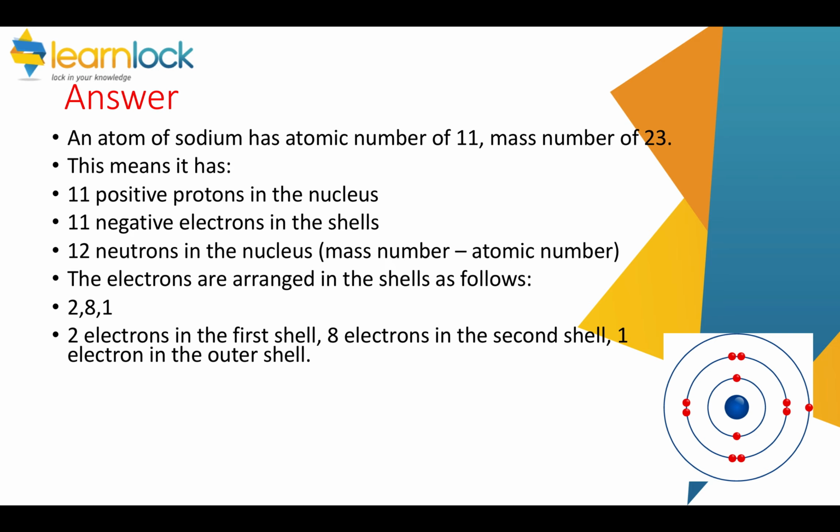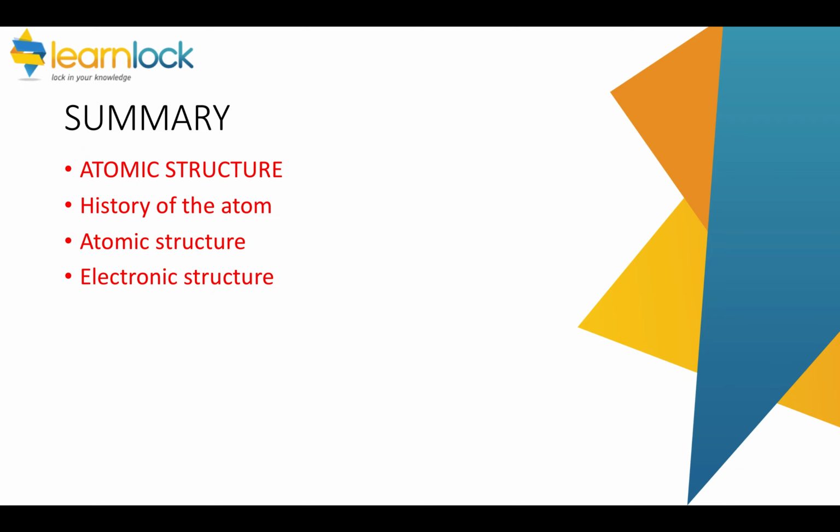Let's look at those electrons. The electrons are arranged as follows: 2 in the first shell, then 8, then 1. So 2, 8, 1. And look at the diagram there as well. I would suggest adding diagrams to questions like this because it shows extra knowledge and shows the examiner what you mean if you're struggling to describe it. So we've looked at the history of the atom, atomic structure and electronic structure.